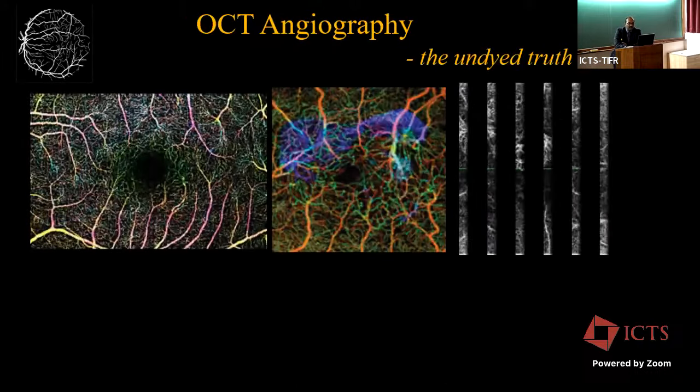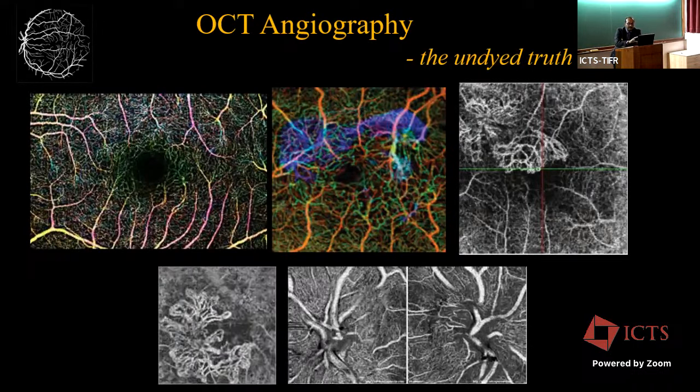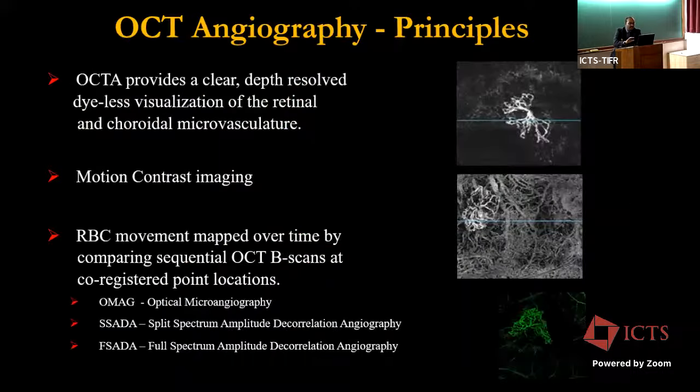OCT angiography, like I mentioned, is dye-less angiography. You get all these vascular patterns without injecting a dye. That's great. So this is basically a clear, depth-resolved, dye-less visualization of both retinal and choroidal vasculature, as you can see here. So this is retinal vasculature. You can see the retinal vasculature here and the choroidal vasculature below, according to the depth that you're looking at.